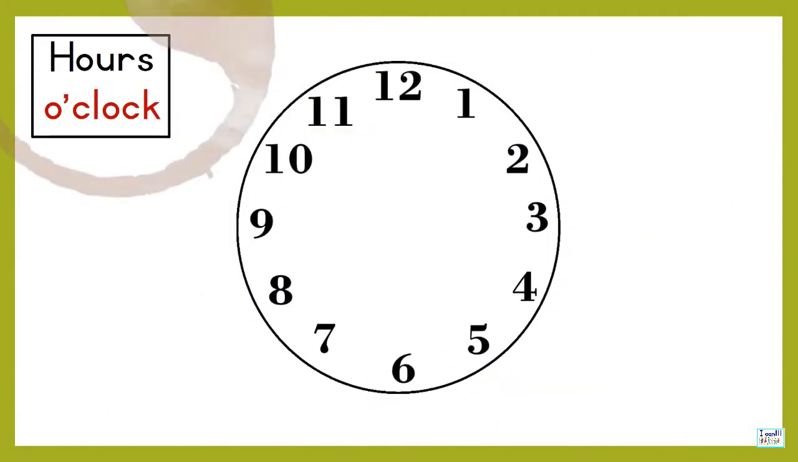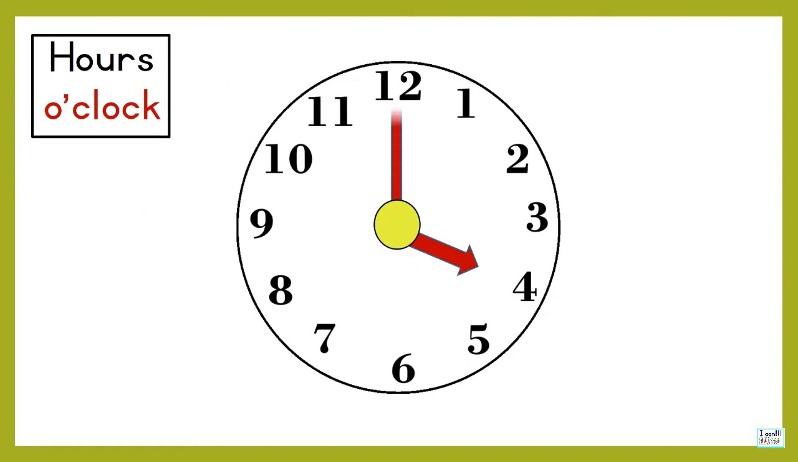Let's have a look at hours. When we write it down, we write down o'clock. For example, 1 o'clock. The short arm indicates hours. The long arm points to the 12, a full hour.